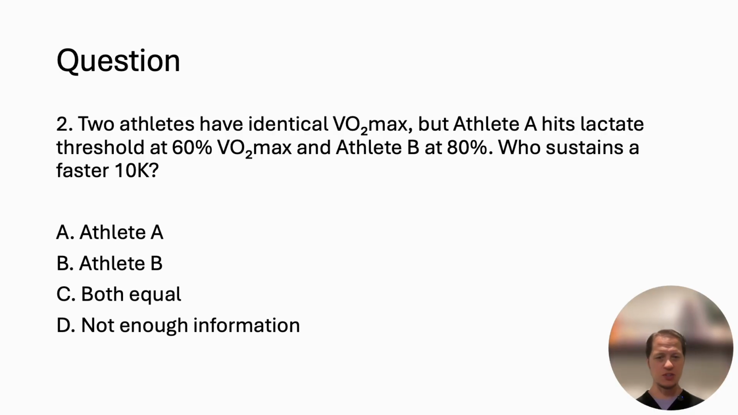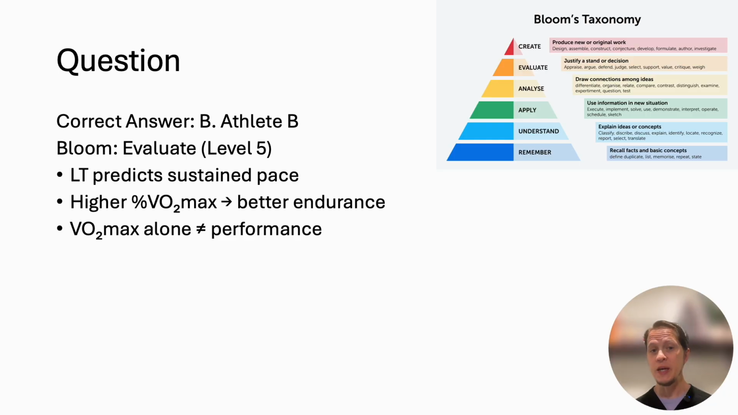Question 2. There's 10 questions, by the way. Two athletes have identical VO2 max, but athlete A hits lactate threshold at 60% VO2 max and athlete B at 80%. Who sustains a faster 10K? Athlete A, athlete B, both are equal, or not enough info? Pause if you need it. And the answer is B, athlete B.